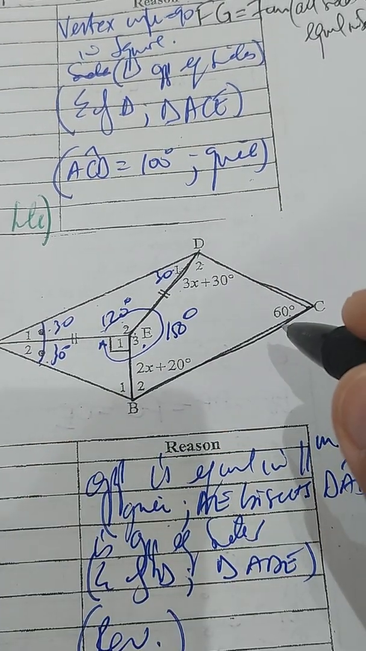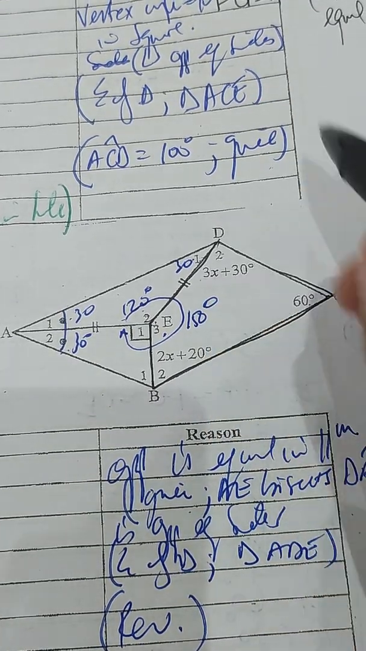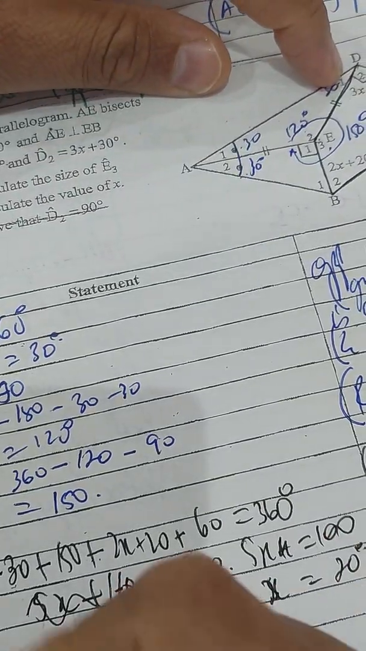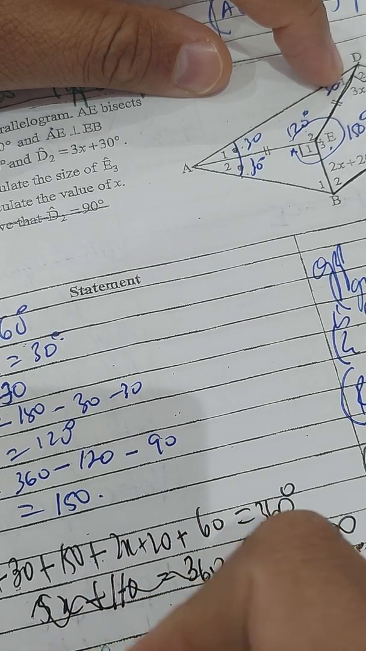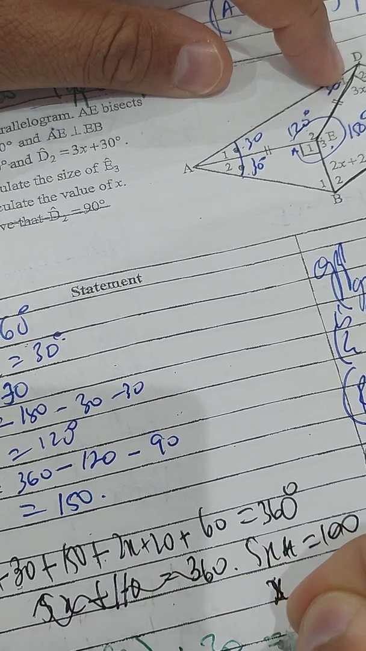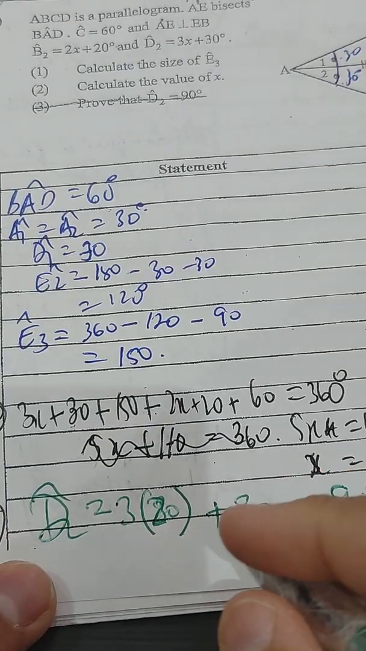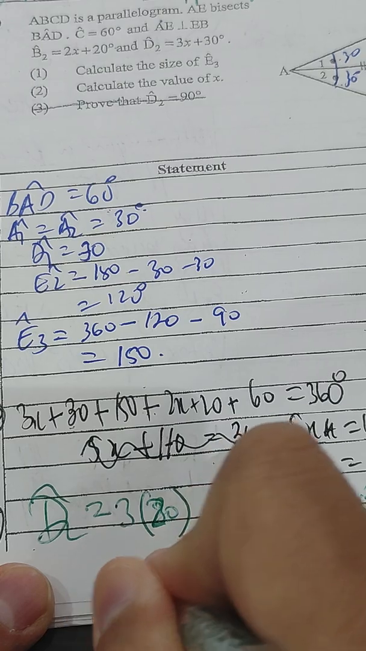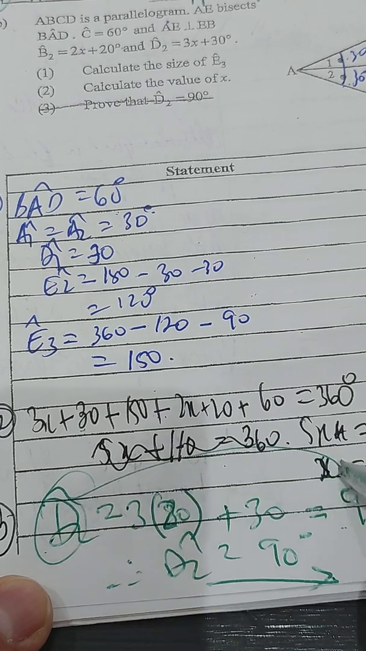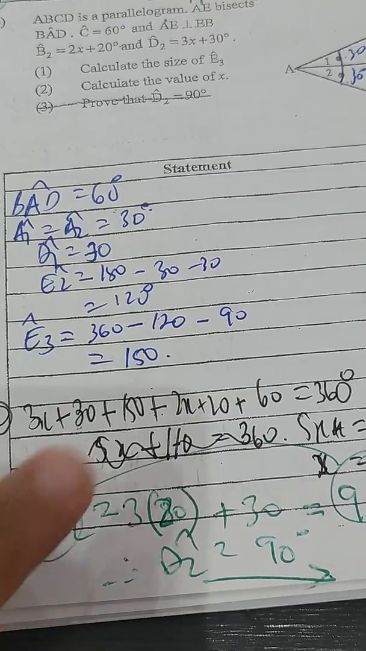In number 3, it says prove that D2 is 90 degrees. So D2 is 90. How do we do that? As you can see, angle D2 is going to be 3x, which is 3 times, x is 20, plus 30, which gives you 60 plus 30, which is 90. So they have just proven, therefore D2 is equal to 90 degrees. I didn't have to write that there, but we just proved now that D2 is 90 degrees. Okay. Sorry about that.